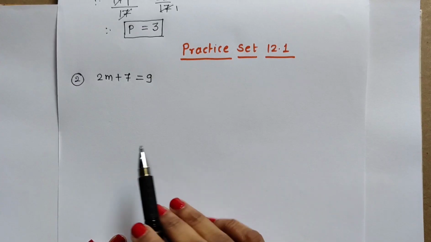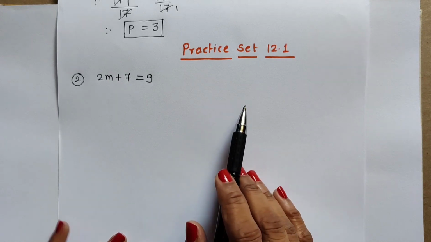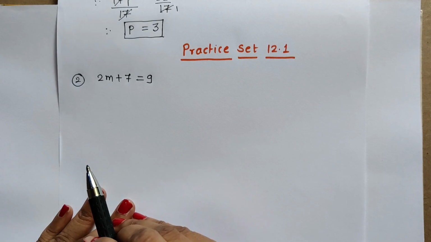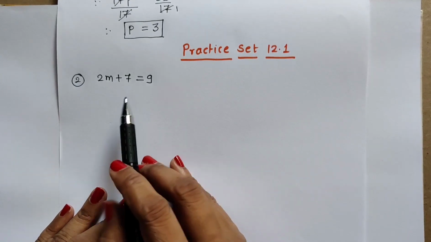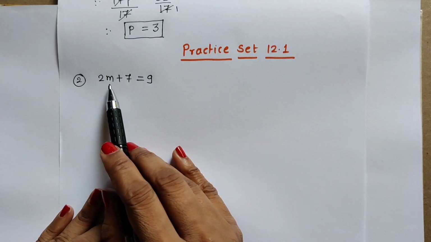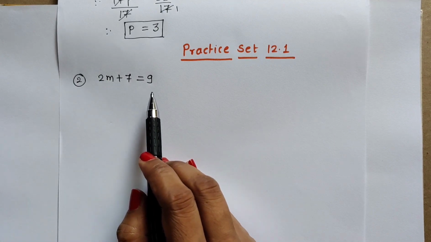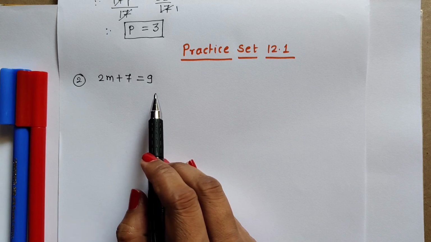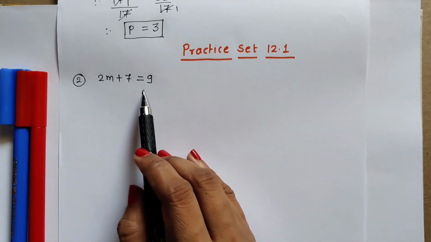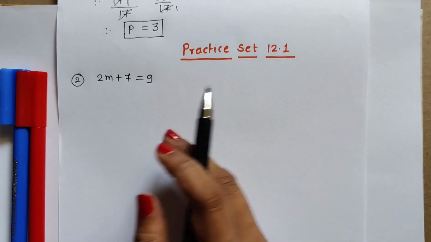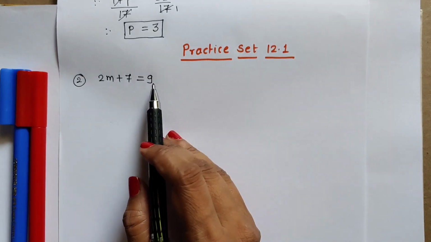Okay, now let us see the second sum from question number 2 of practice set 12.1. The sum is 2m plus 7 is equal to 9. Let us start. As we all can see, on the left hand side there is 2m plus 7. These two terms are there. On the right hand side only the constant term 9 is there. So the constant term is already there, so we don't do anything with it. We will write it as it is.